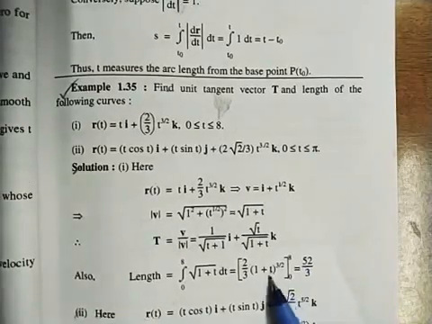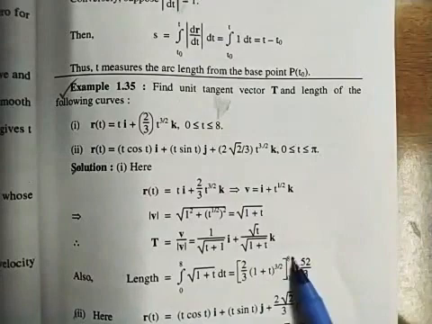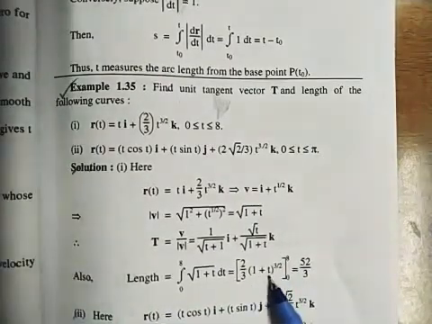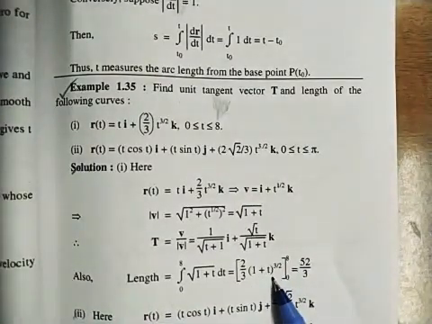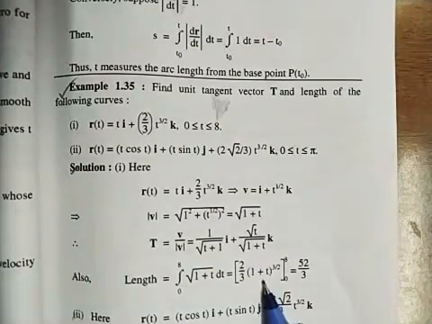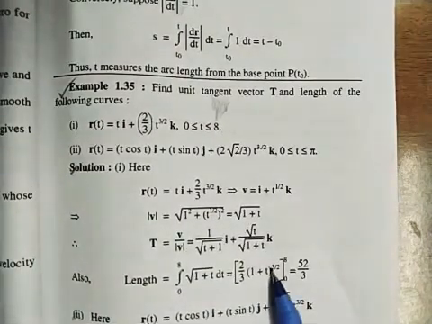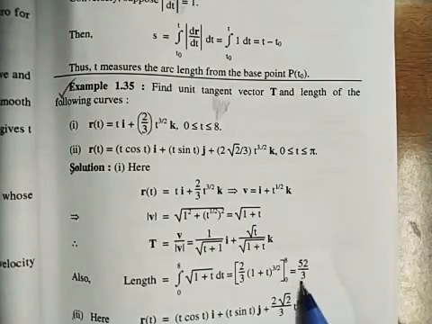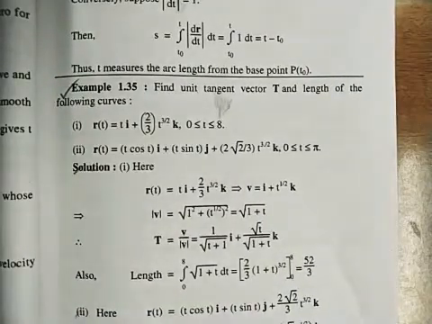After applying the upper limit 8, we get 2 by 3 times 9 raised to 3 by 2. 9 raised to 3 by 2 means we take the square root of 9 and cube it, so 3 cubed. So our final answer will be 52 upon 3.